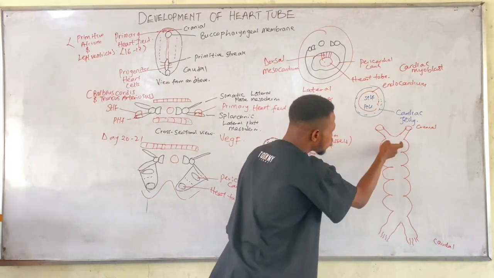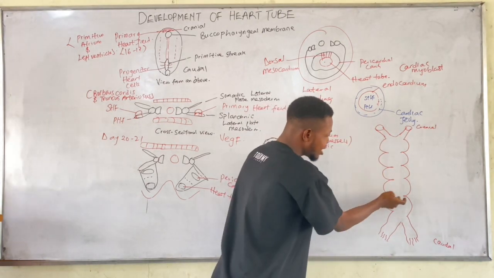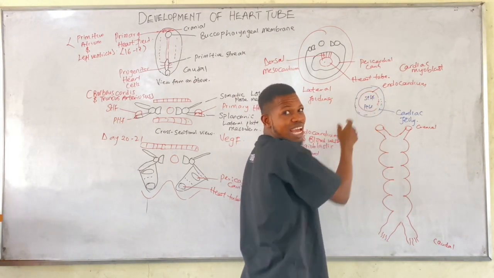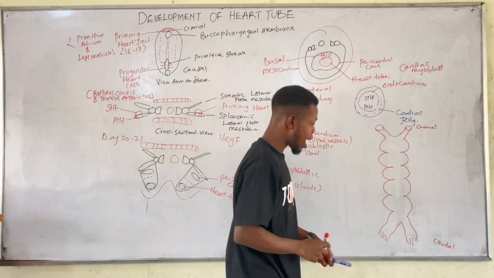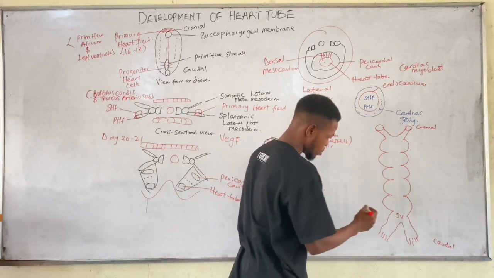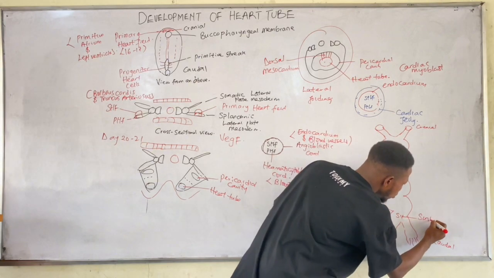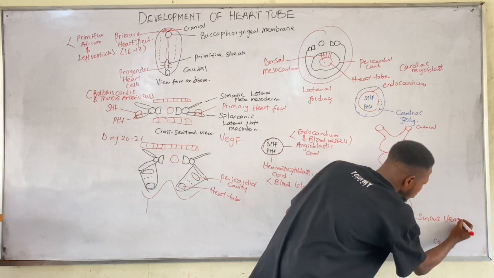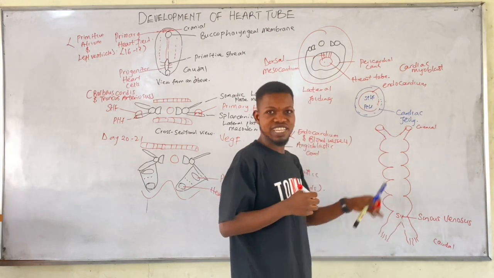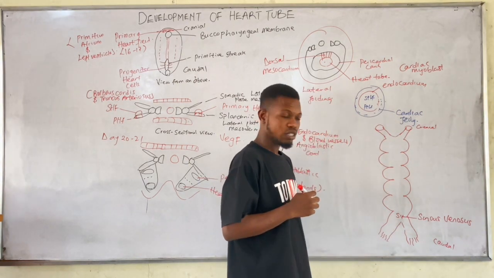So the structures that reside inside the heart tube come from the primary heart tube and the secondary heart tube. If you remember, this place is what we call the sinus venosus. Yes, so this is the sinus venosus. I'm arranging it from caudal to cranial. This heart tube, this is how it looks like.